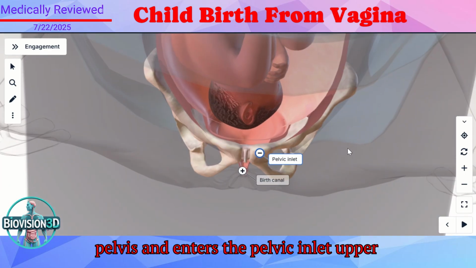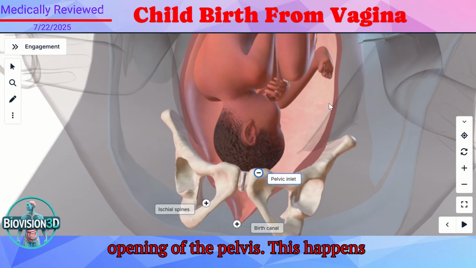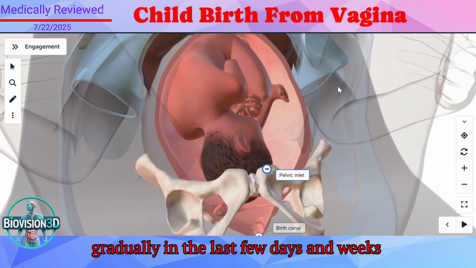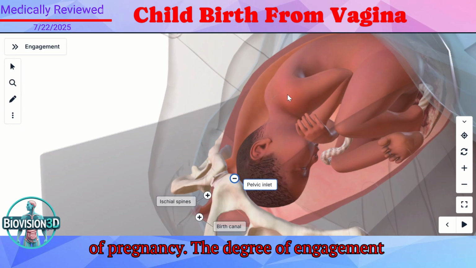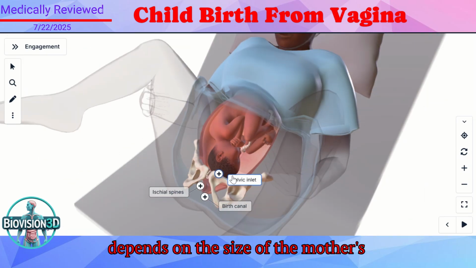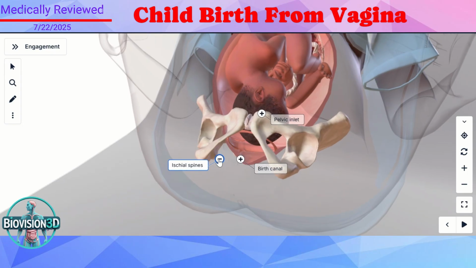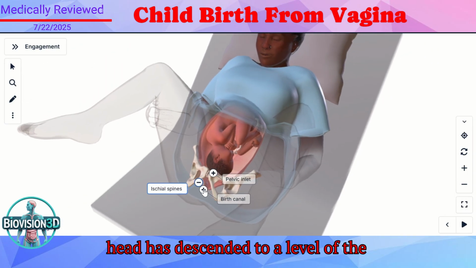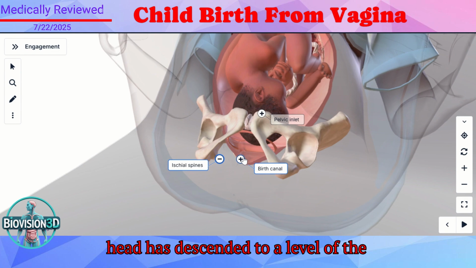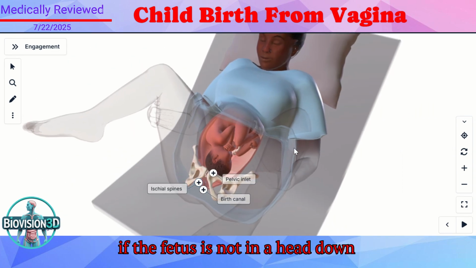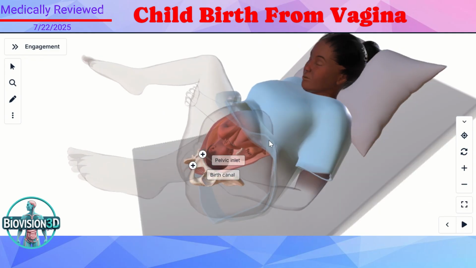Engagement is when the fetal head moves down into the pelvis and enters the pelvic inlet, upper opening of the pelvis. This happens gradually in the last few days and weeks of pregnancy. The degree of engagement depends on the size of the mother's pelvis and the size of the fetal head. Full engagement is reached when the fetal head has descended to a level of the ischial spines in the mother's pelvis. Engagement sometimes cannot be achieved if the fetus is not in a head-down position.